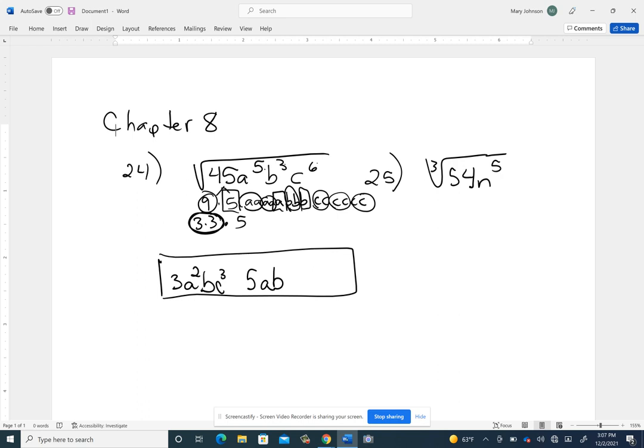You don't really usually show the index when it's a square root. It would just look like that.